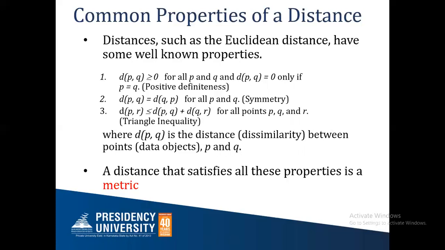Here, D of P comma Q is nothing but the distance or the dissimilarity between the points P and Q. These P and Q are nothing but the data points on the graph, which we just saw. P1, P2, P3, P4, all these are the data points. So we can calculate the distance or the dissimilarity, which is represented by D. All the distances which satisfy these three properties are called a metric. So it can be used as a measure for dissimilarity.